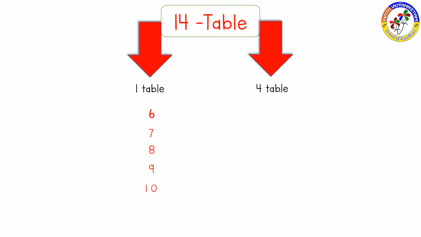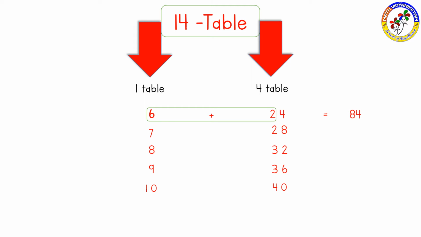6th step nunchi chuddam. 4 6 are 24. 4 7 are 28. 4 8 are 32. 4 9 are 36. 4 10 are 40. So is it clear? Now let us use the trick here. So in box, what is the number? 6 plus 2. 6 plus 2 is 8. And write 4 as it is.